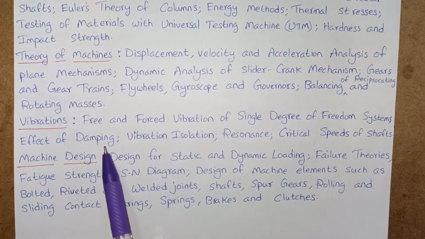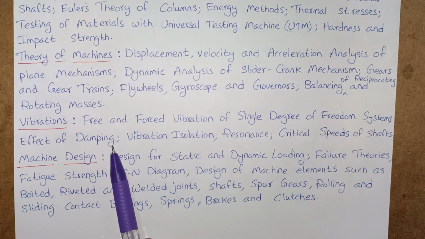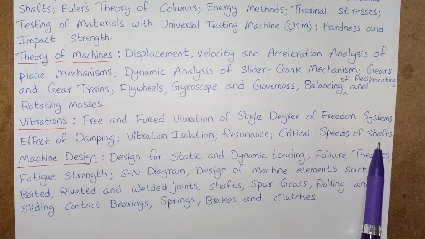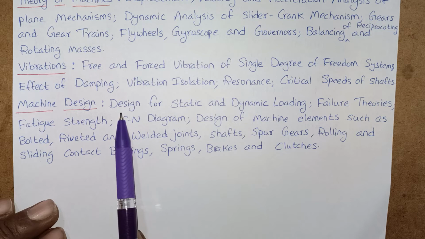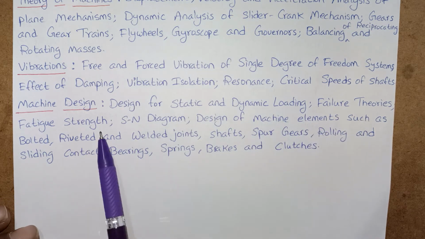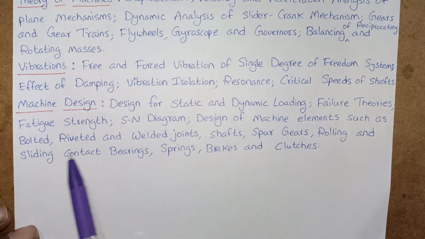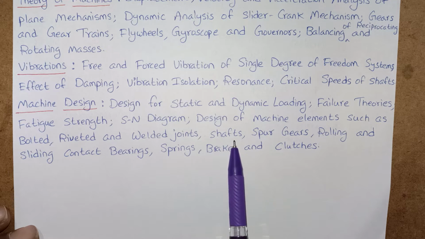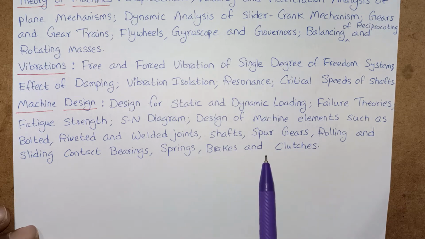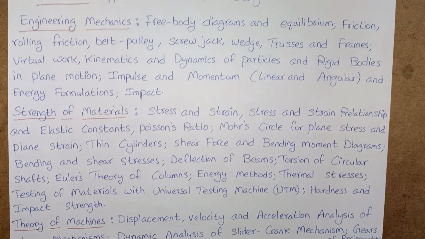Next, vibrations: free and forced vibration of single degree of freedom systems, effect of damping, vibration isolation, resonance, critical speeds of shafts. And machine design: design for static and dynamic loading, failure theories, fatigue strength, SN diagram, design of machine members such as bolted, riveted and welded joints, shafts, spur gears, rolling and sliding contact bearings, springs, brakes and clutches. So all these things come under section 1.